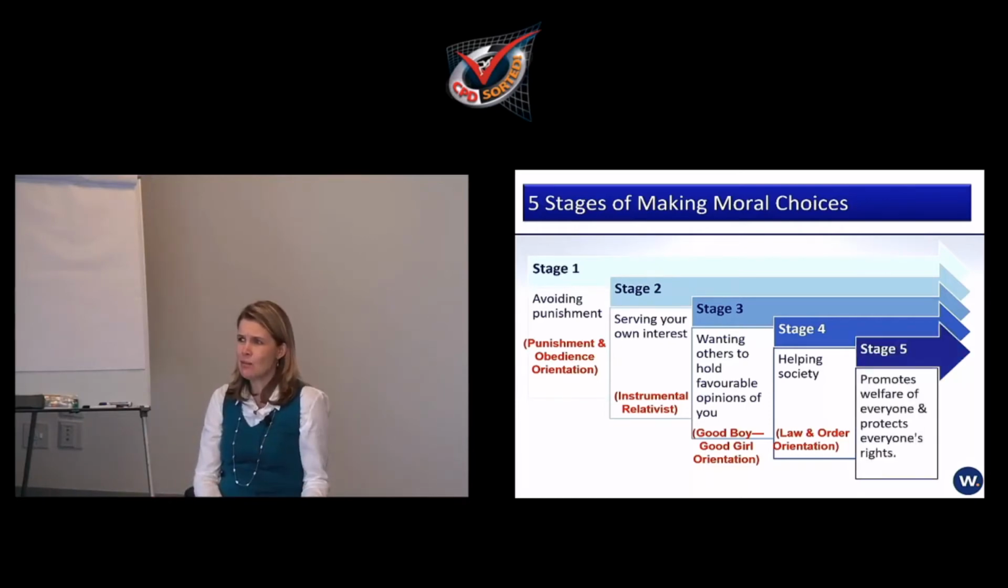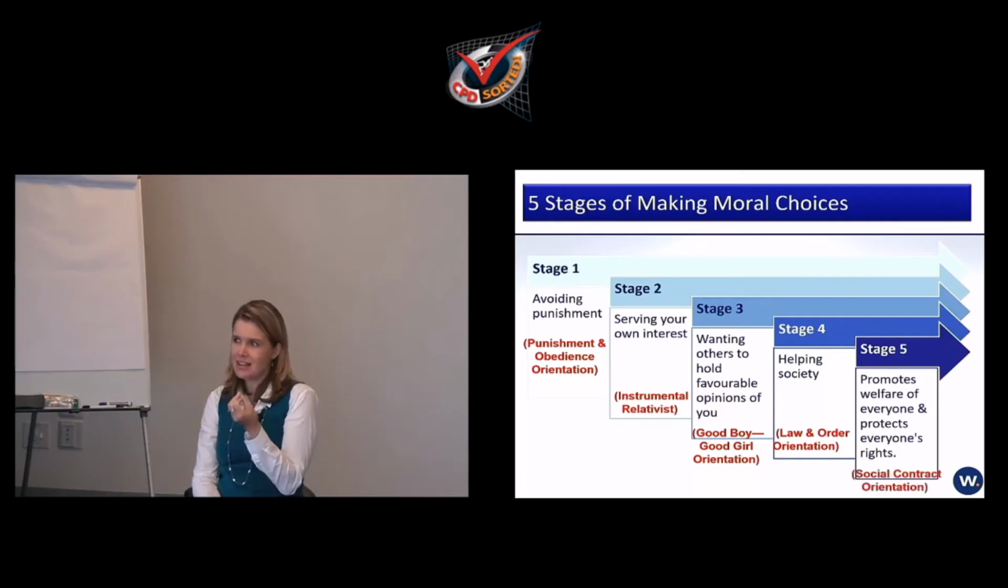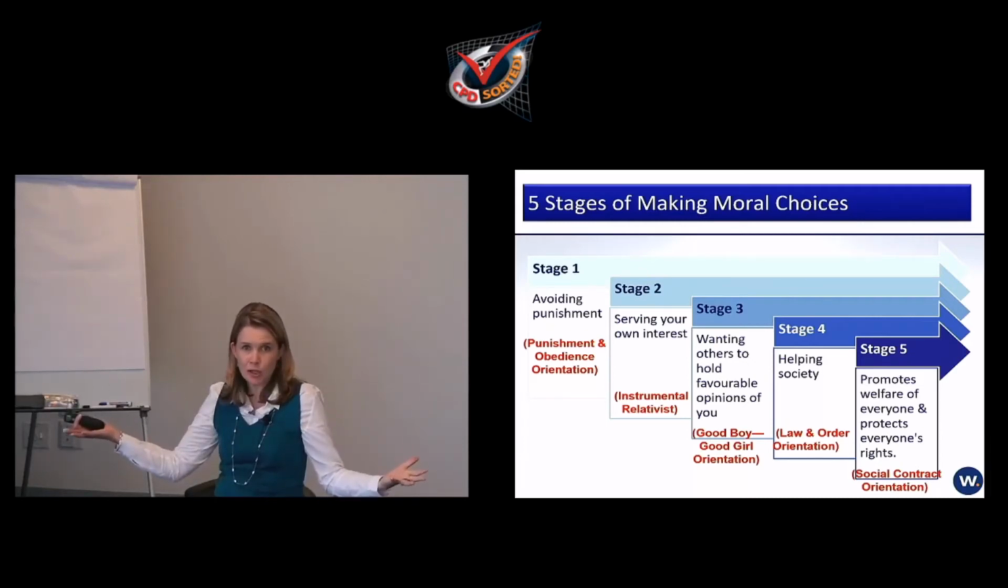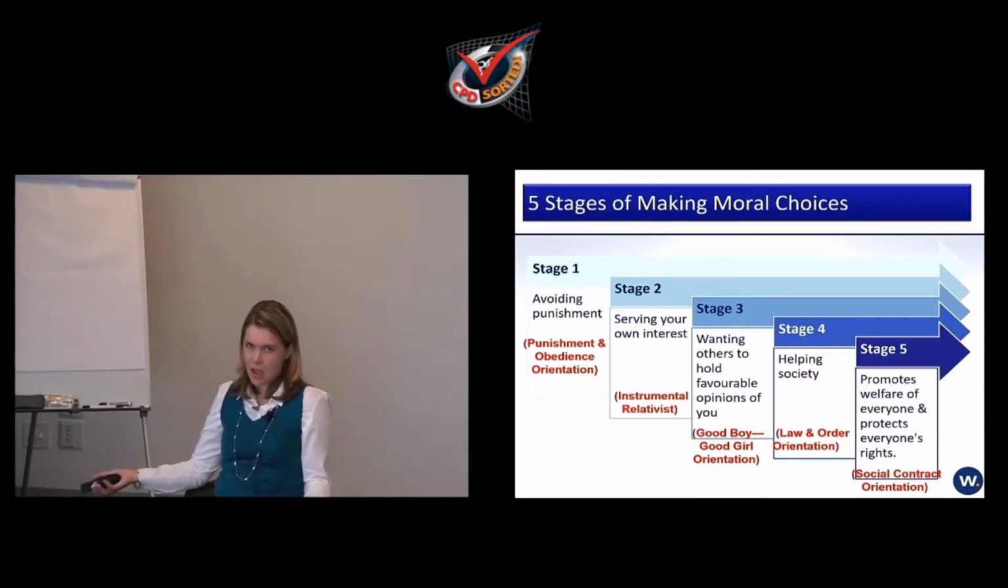Then the fifth one, which is the highest one, is promoting the welfare of everyone and protecting everyone's rights. And I think to Aziz, if the moral injustice or the unethical behavior is at this level, then you may have, like Nelson Mandela, a personal sacrifice for the greater good of the whole of society. And in a way, apartheid was a very unethical behavior that was stopped by him.